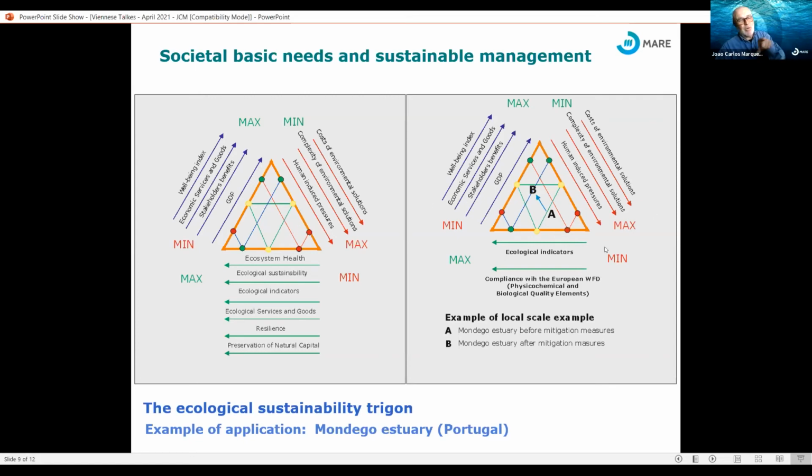In this right side figure, I show where I applied this approach to the Mondego estuary. This is on the western coast of Portugal, and I've been studying it for many, many years, applying the European Water Framework Directive, and the multi-metric indicators that we adopted for the directive, and through the application of a number of mitigation measures and also recovery measures, which I cannot go into in detail, only 15 minutes. We brought the system in the last 20 years from position A to within the optimization area of the trigon.